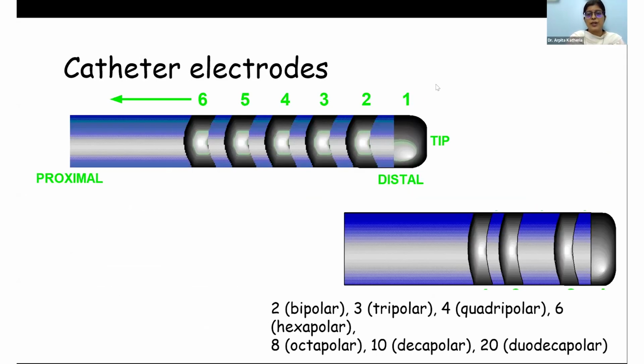So catheters have been discussed in previous talks. I'll just briefly re-explain that the numbering of the catheter is from the distal, that is the tip, to the proximal part. So the first electrode is at the tip, and as we move proximally, we have second, third, fourth, and so on. We can have catheters from 2 electrodes up to 20 or even more electrodes, and they are named as such.